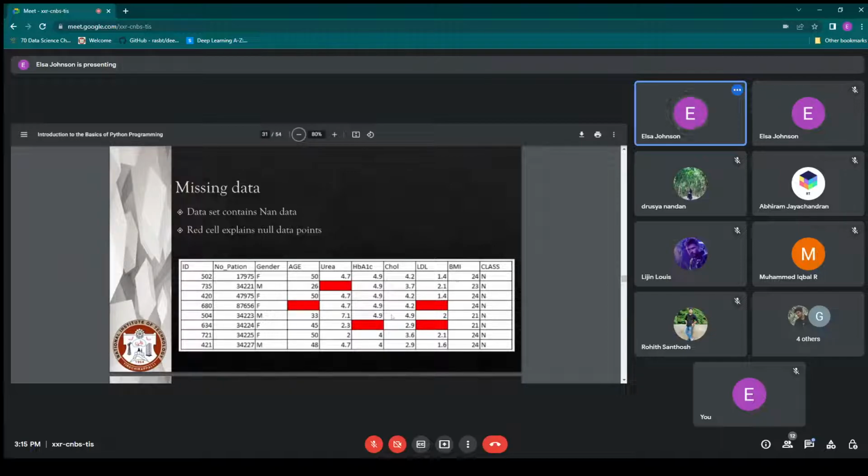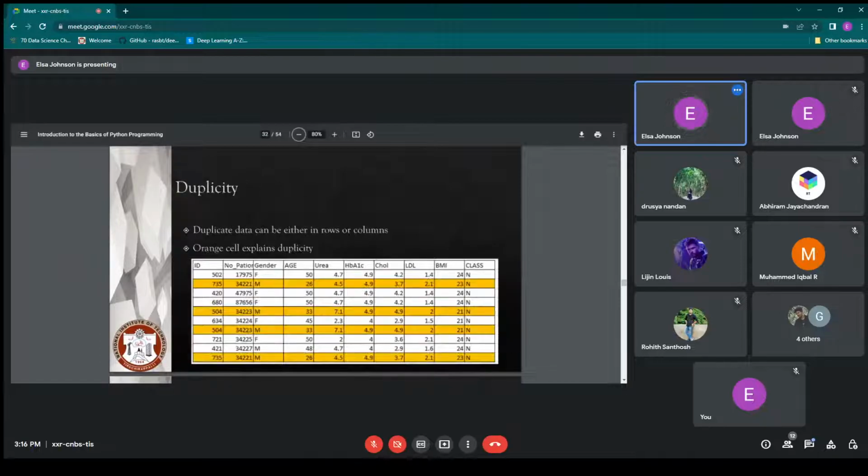You can see that I have marked some cells in red. These cells are not having data, so they are not a number. What might have happened is that when the data was collected, some were missed out. This missing data has to be dealt with before you do some analysis on the data.